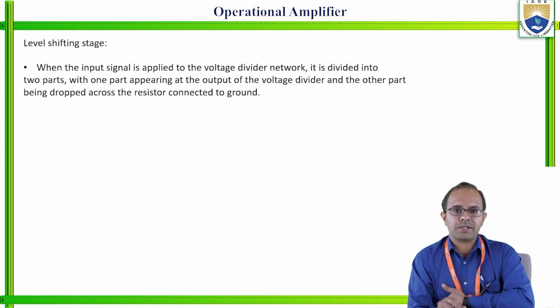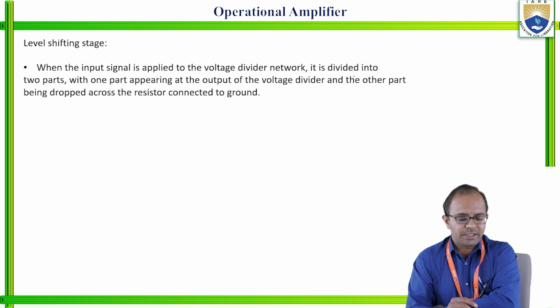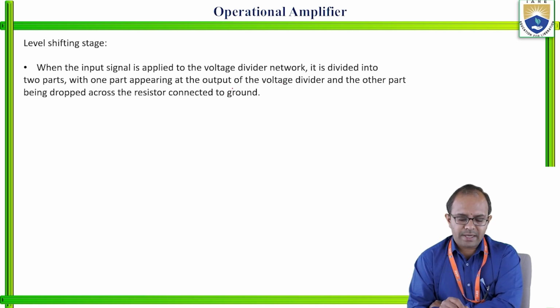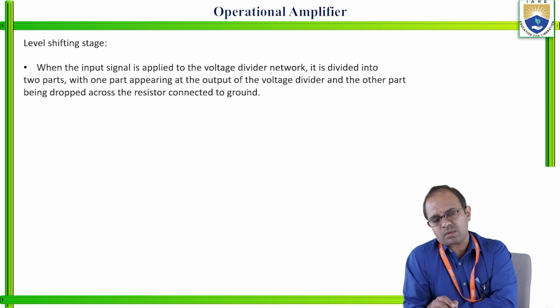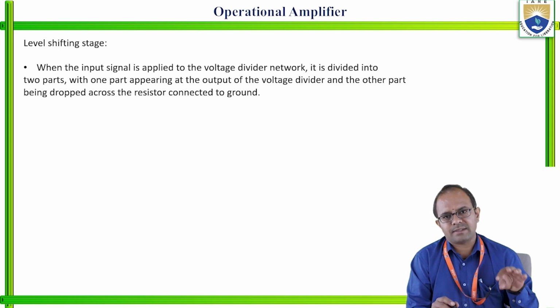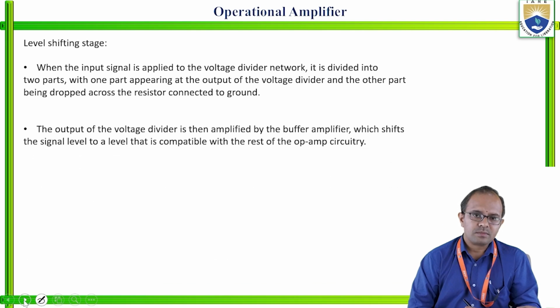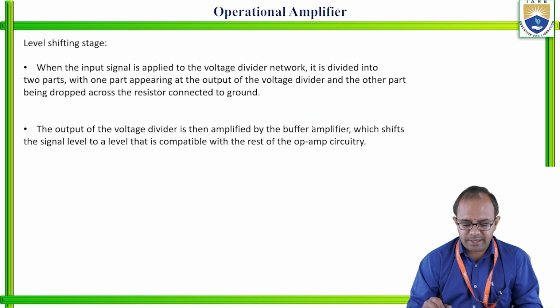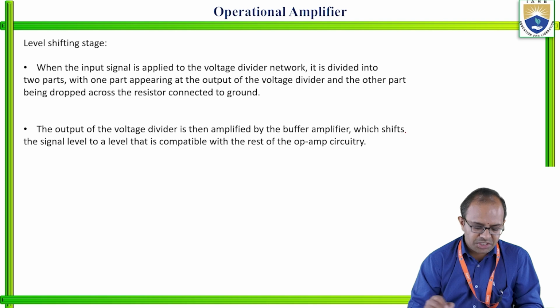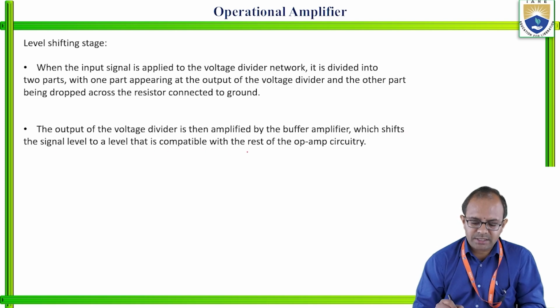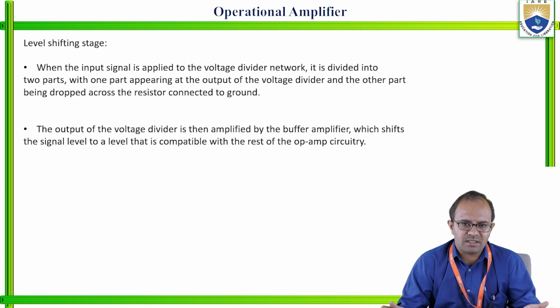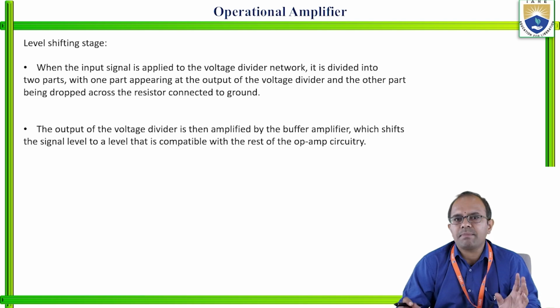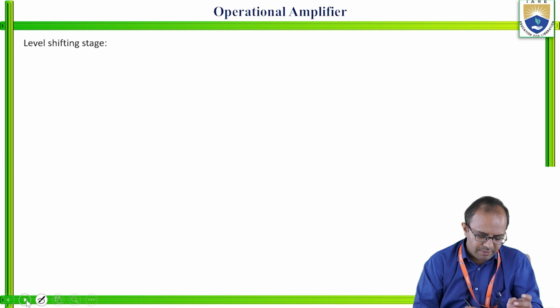So when the input signal is applied to the voltage divider circuit, it is divided into two parts. One appears at the output of the voltage divider, and the other part is dropped across the resistor connected to the ground. We are just characterizing the nature of the voltage divider circuit and its operation. The output of the voltage divider is then amplified by the buffer amplifier, which shifts the signal to a level that is compatible with the rest of the op-amp circuitry. So do remember, this is nothing but shaping of the signal with amplification. That's what we are going to do under the level shifting stage.